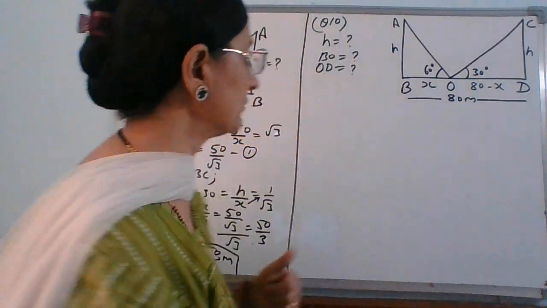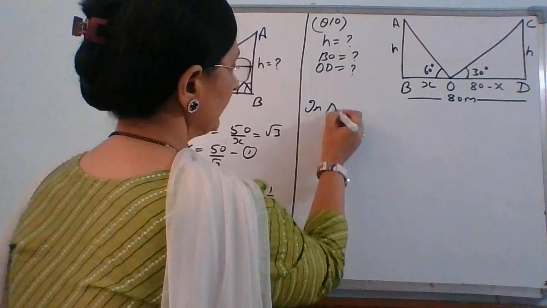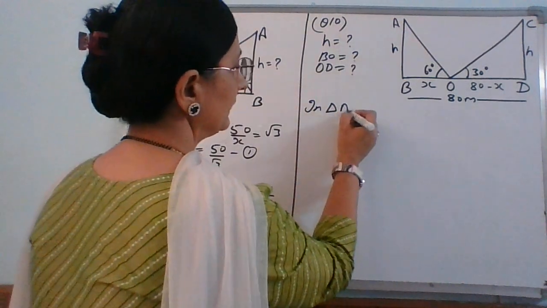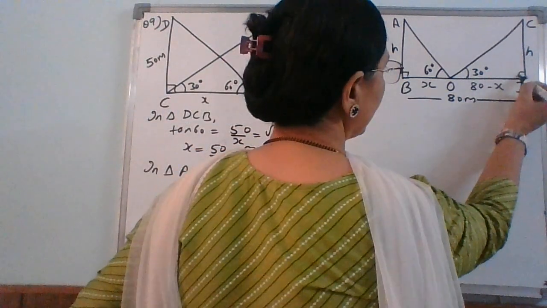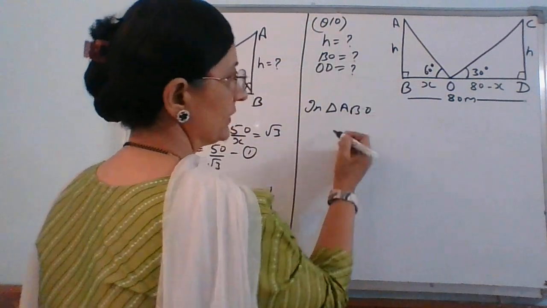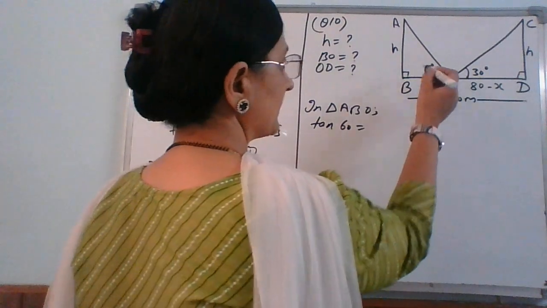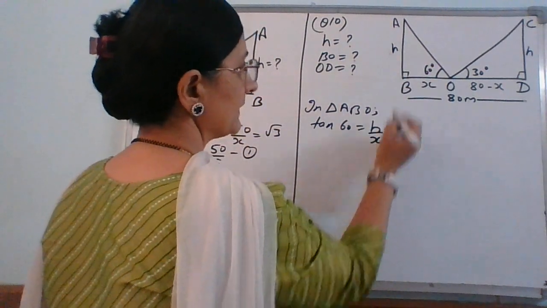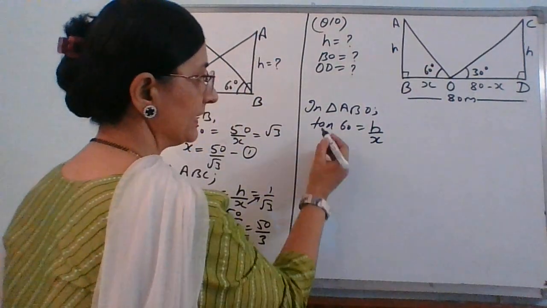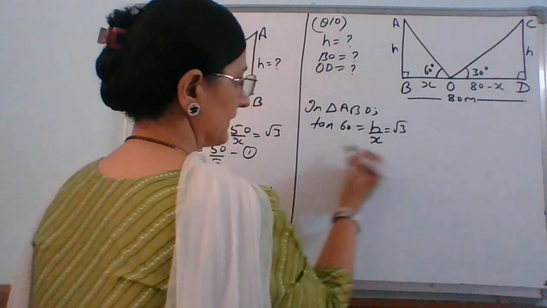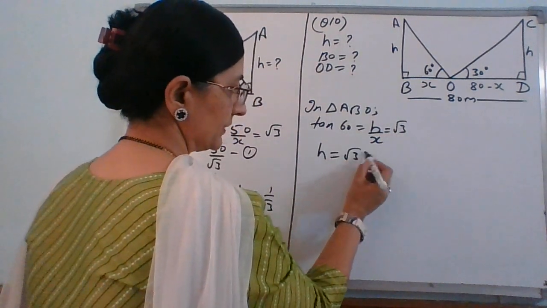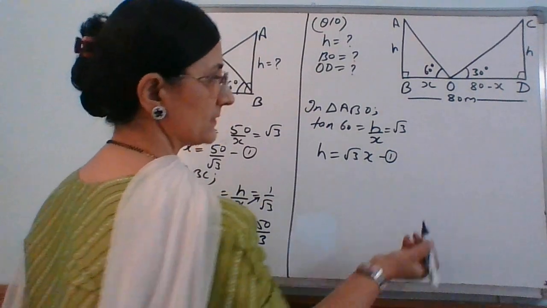Now here also we have two triangles, so we'll be considering the first triangle. These here are right triangles, ABO. In triangle ABO we have tangent 60 degrees. Same tangent 60, which is perpendicular upon base. The perpendicular is h, the base I took as x, and tangent 60 is √3. So from here, h is equal to √3 into x. We'll be using this, right?